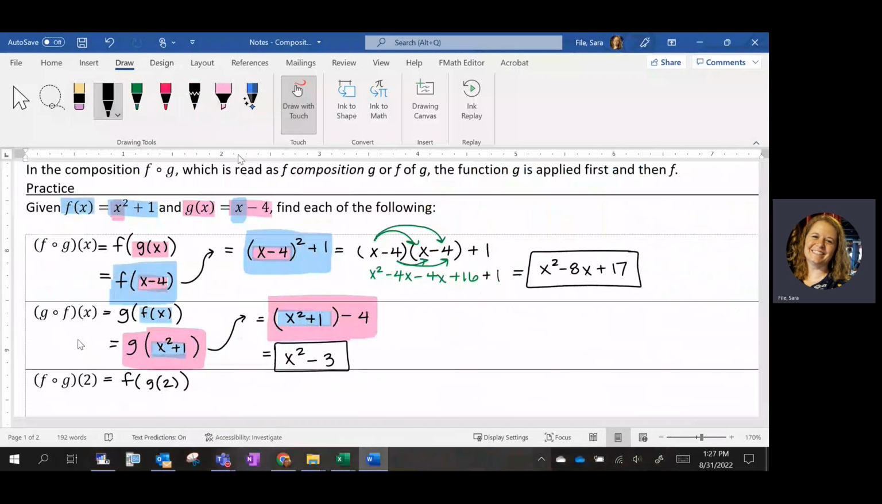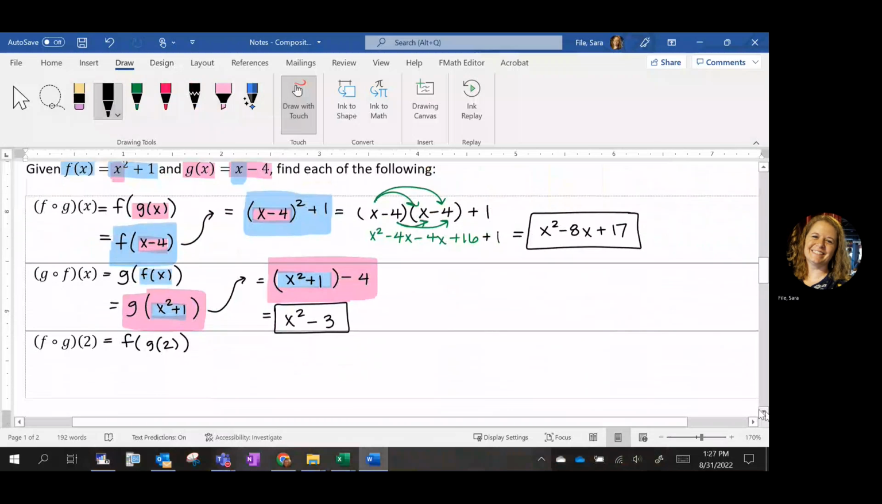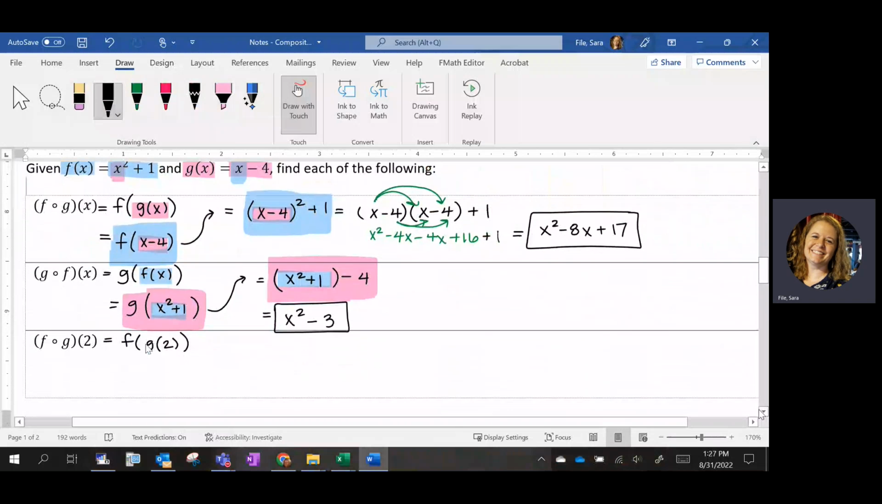Right? Okay. Now the bottom section, the third part of this, is asking you to specifically input a 2 into the f of g function. So you have two options on how to solve this, and I'm going to show both, and then I'm going to talk about why I prefer one over the other. One option is we have already found f of g of x, haven't we?